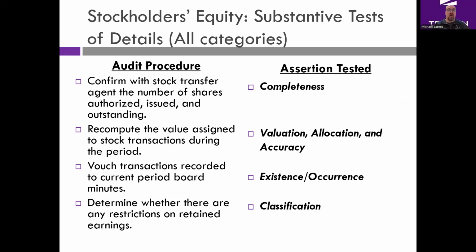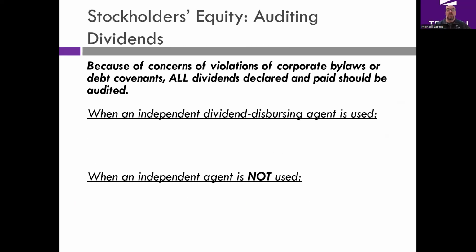Now, really quick, let's talk about dividends, because we didn't really go into detail about dividends, and it's a really important area. Because of concerns of violations of corporate bylaws or debt covenants, all dividends declared and paid should be audited. So we could have controls in this area, but we would still audit every single dividend disbursement and payment transaction. Now, this is an interesting question because I often ask questions on this area on an exam and students get really flustered on this. So I do want to make sure that we're clear on what's happening here. It's not important to understand the procedures that are being done, but we should have some reasonable level of understanding of what we're concerned about as auditors in this area.